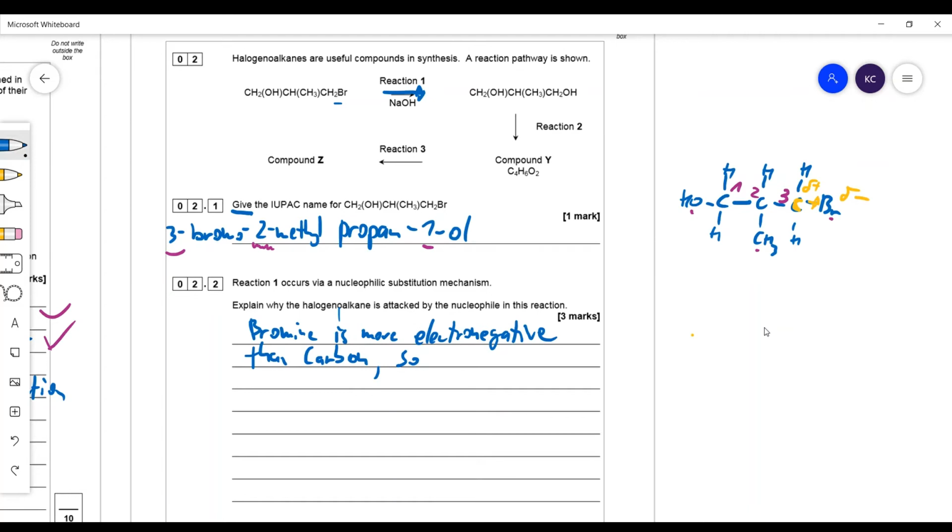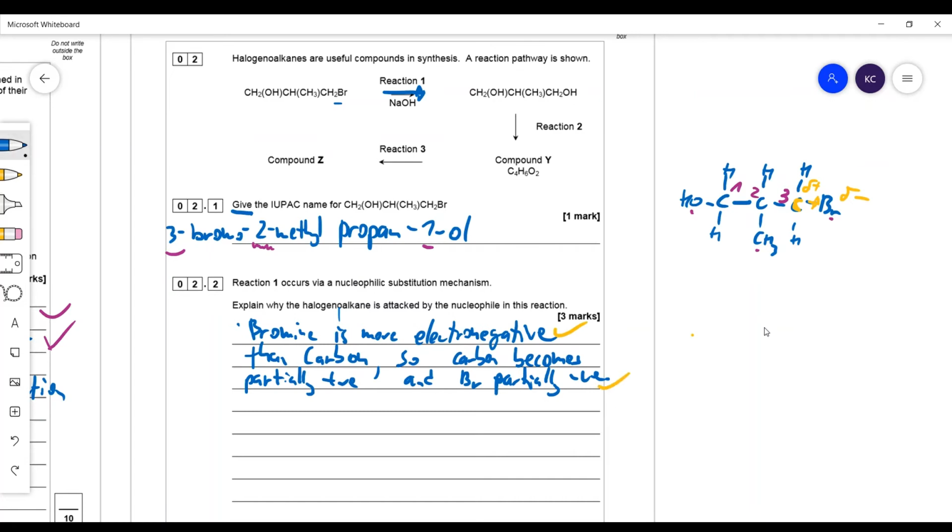So carbon becomes partially positive and bromine partially negative. And then, so that's probably for 2 marks here. You need to say that it's more electronegative, and then you need to say that there are partial charges there.